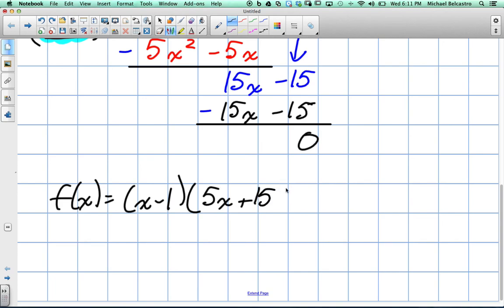Now, technically, we can do some common factoring. I can technically common factor 5 out of this, and then we'd write a 5 here, and this would be x plus 3. But this is technically acceptable, too. This is an answer for what we're doing.